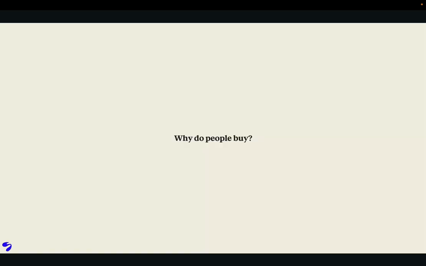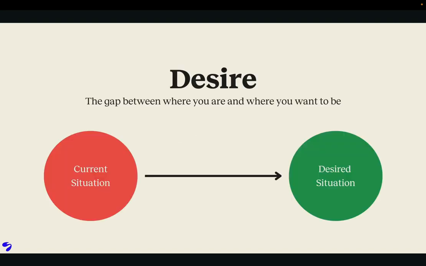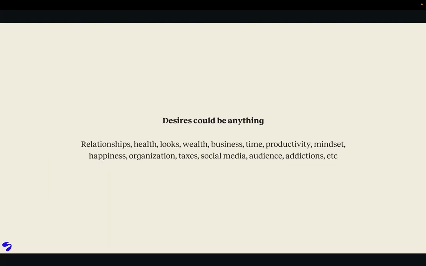The first question we need to answer is, why do people buy? And they buy because there's a gap between where they are and where they want to be. And there's a gap between where you are and where you want to be. And everyone has these gaps of current situation and desired situation. Desires could be anything. Relationships, health, looks, wealth, business, time, productivity, mindset, happiness, organization, taxes, social media, audience, addictions. The list could go on forever.